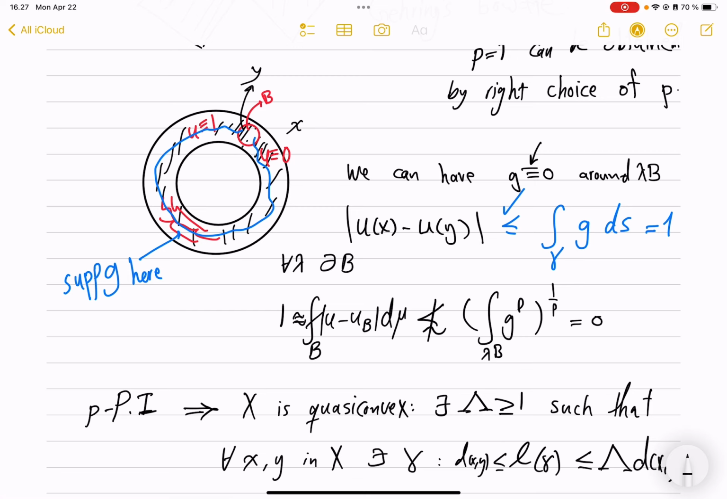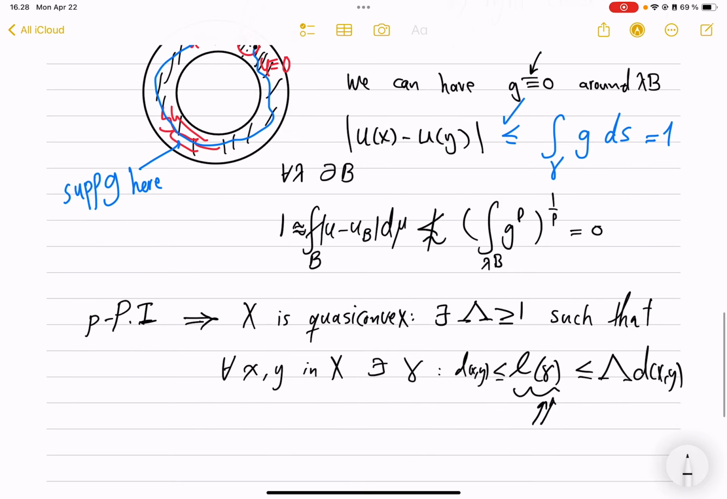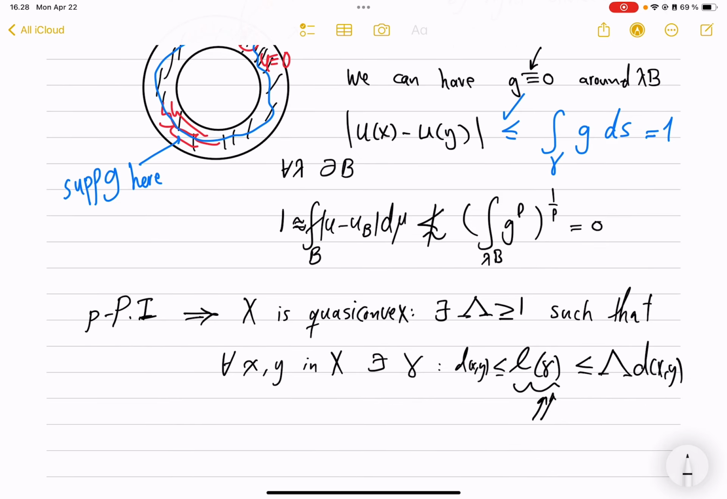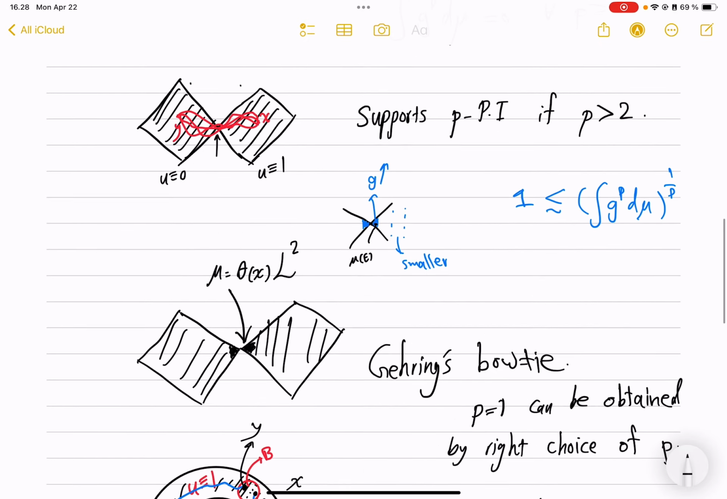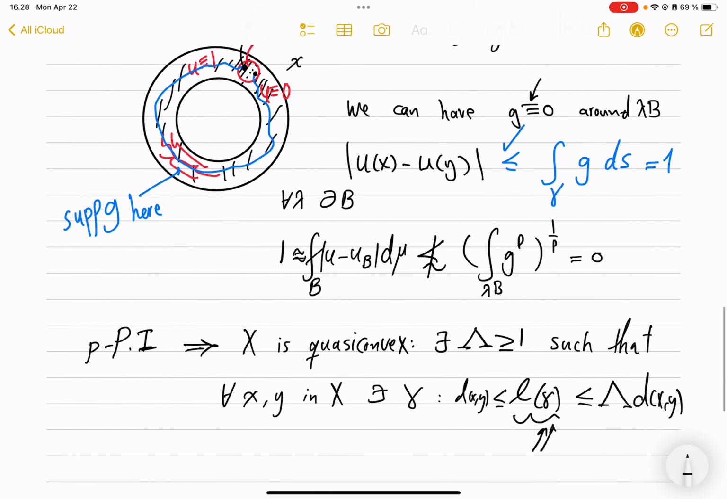Again, the points x and y here are very close. Dxy is very small, but any path that connects them has to make a lot of turns, and the length goes just too much. And this, again, rules out a lot of spaces from being able to have Poincare inequality. So these are just two examples.